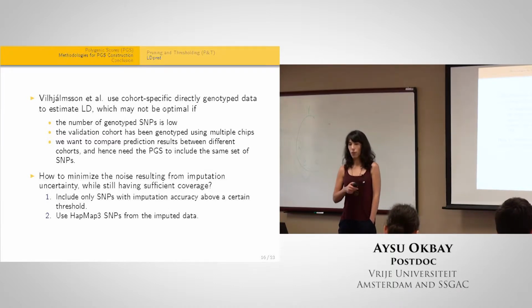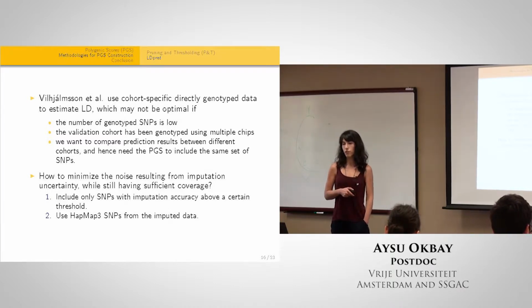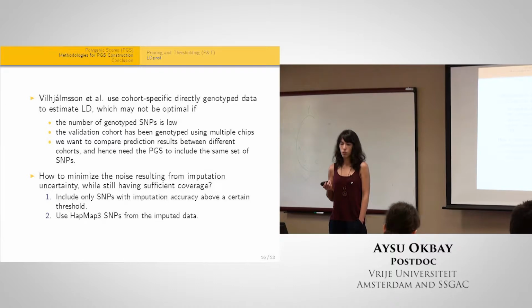So the question is how you can minimize the noise resulting from the imputation uncertainty while still having sufficient coverage of the genome. You could include only SNPs with imputation accuracy above a certain threshold, so that your LD reference data is not that bad. Or you could, well, in my experience, this is the best thing to do, actually. So you could use HapMap3 SNPs. HapMap3 SNPs are usually imputed really reliably, and they do have enough coverage of the genome. So you could just select HapMap3 SNPs from your imputed data and use those in the score and also to estimate LD.